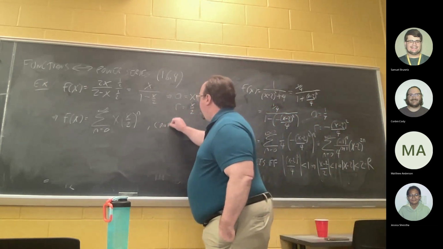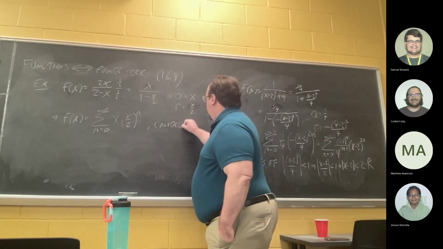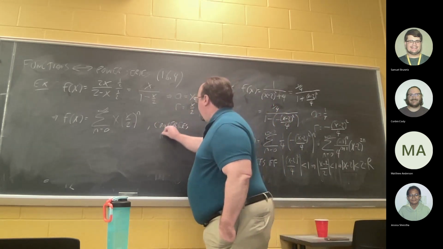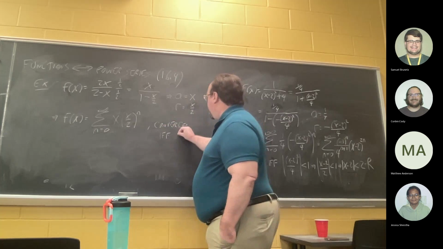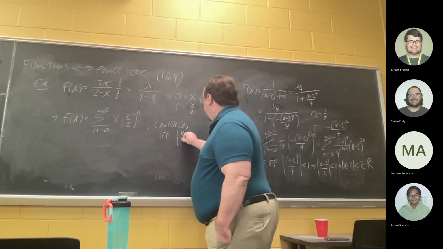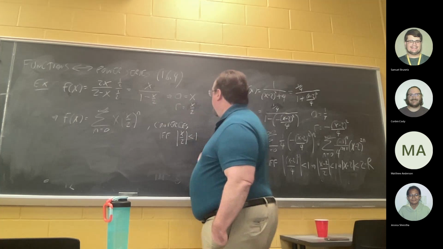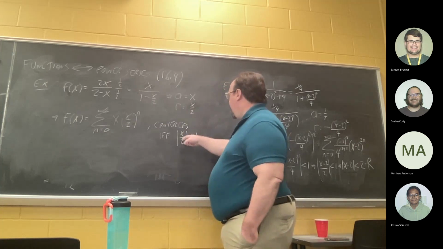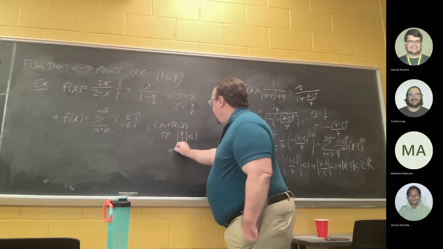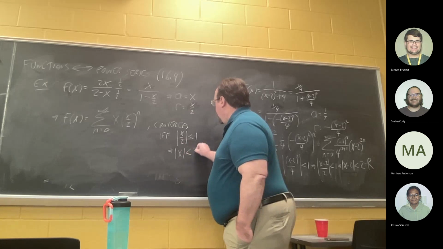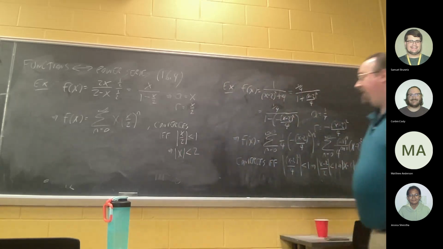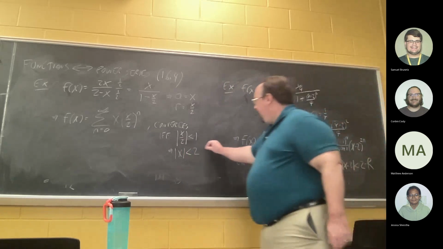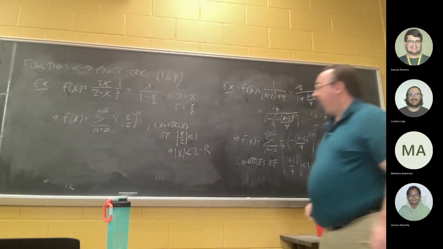And this will converge, and I'd say if and only if, because it's geometric, the absolute value of r has to be strictly less than 1. That's the condition. So you fill in your r down here. That means that absolute value of x must be less than 2. So 2 is the radius of convergence.